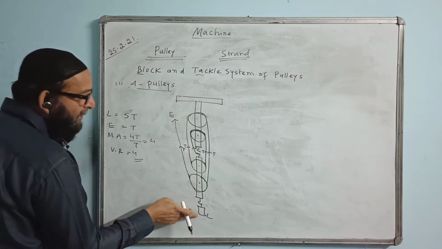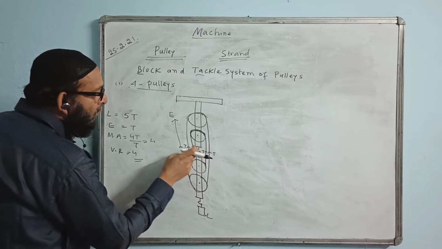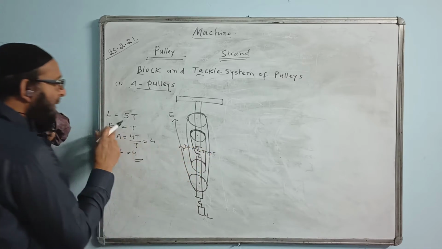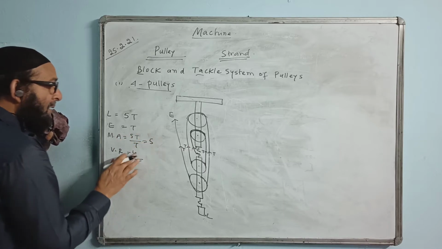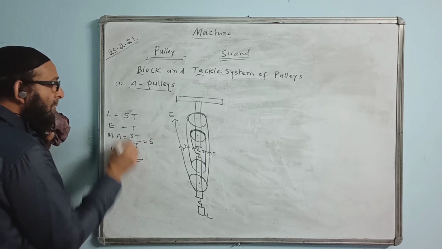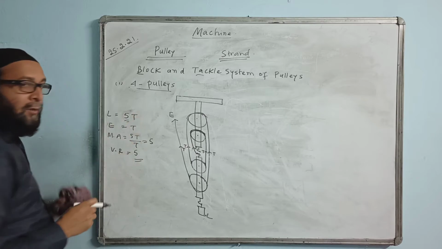All effort is directly lifting the load here. 1, 2, 3, 4, 5. And the effort will become 5T, so the answer is 5T by T, 5. Mechanical advantage will increase. The velocity ratio also will be 5 because 5 tensions are supporting the load.